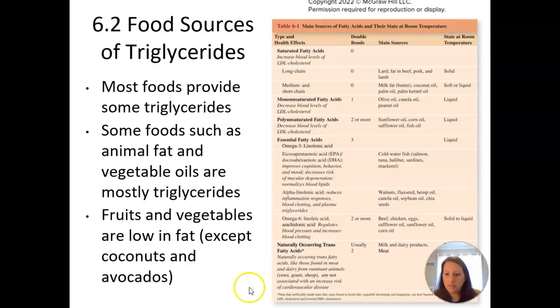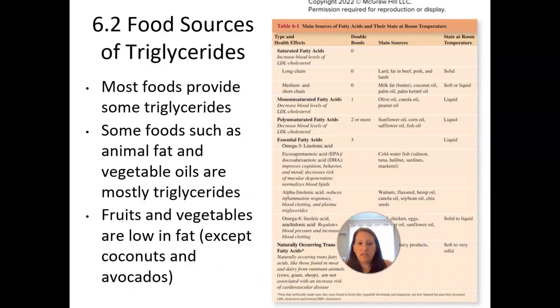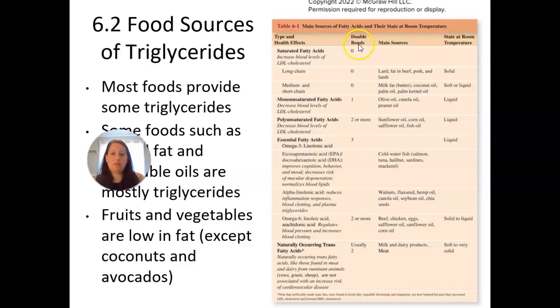And so I'm going to move myself over here. And let's talk about table 6.1, main sources of fatty acids and their state at room temperature, which tells us, again, if they're saturated or unsaturated. So let's take a look at some saturated fats. Again, we're going to talk about this further, but for now, you should know that saturated fats tend to increase the levels of LDL cholesterol in our blood.